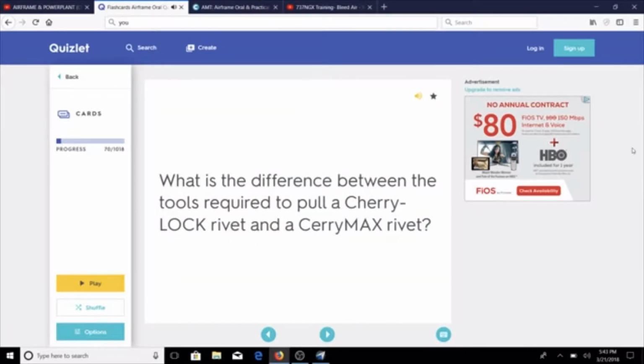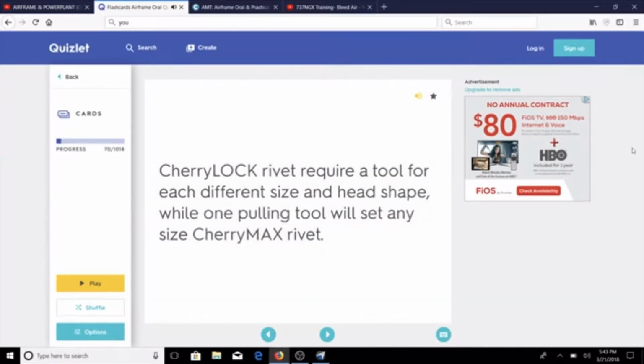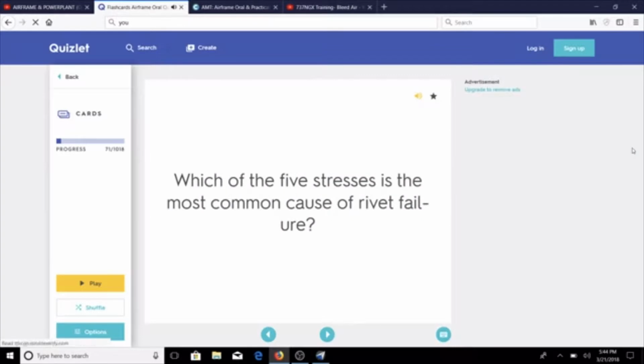What is the difference between the tools required to pull a Cherry Lock rivet and a Cherry Max rivet? Cherry Lock rivets require a tool for each different size and head shape, while one pulling tool will set any size Cherry Max rivet. Which of the 5 stresses is the most common cause of rivet failure?